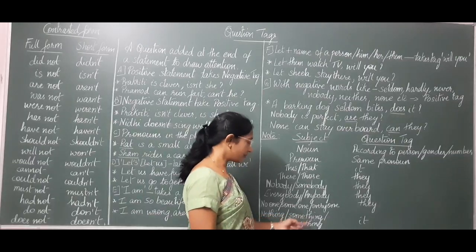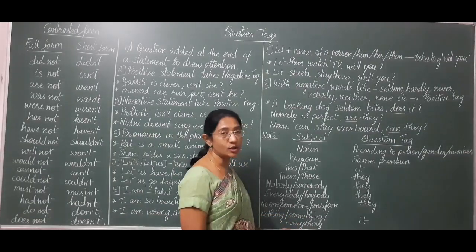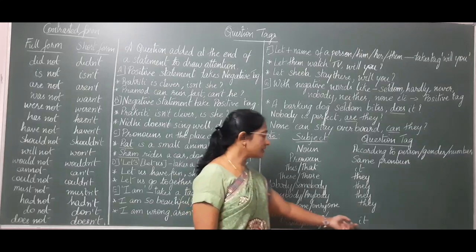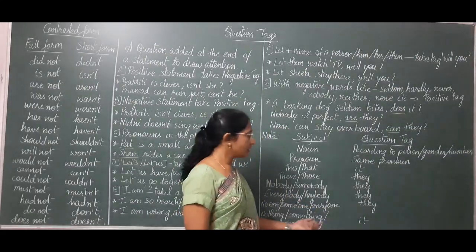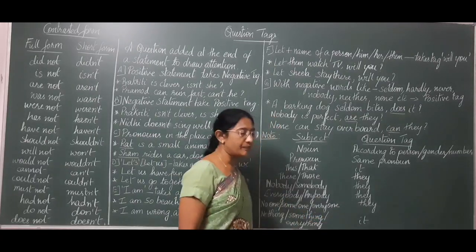Nothing, something, everything is a singular form. It takes it, as it becomes a neuter gender. It takes it.